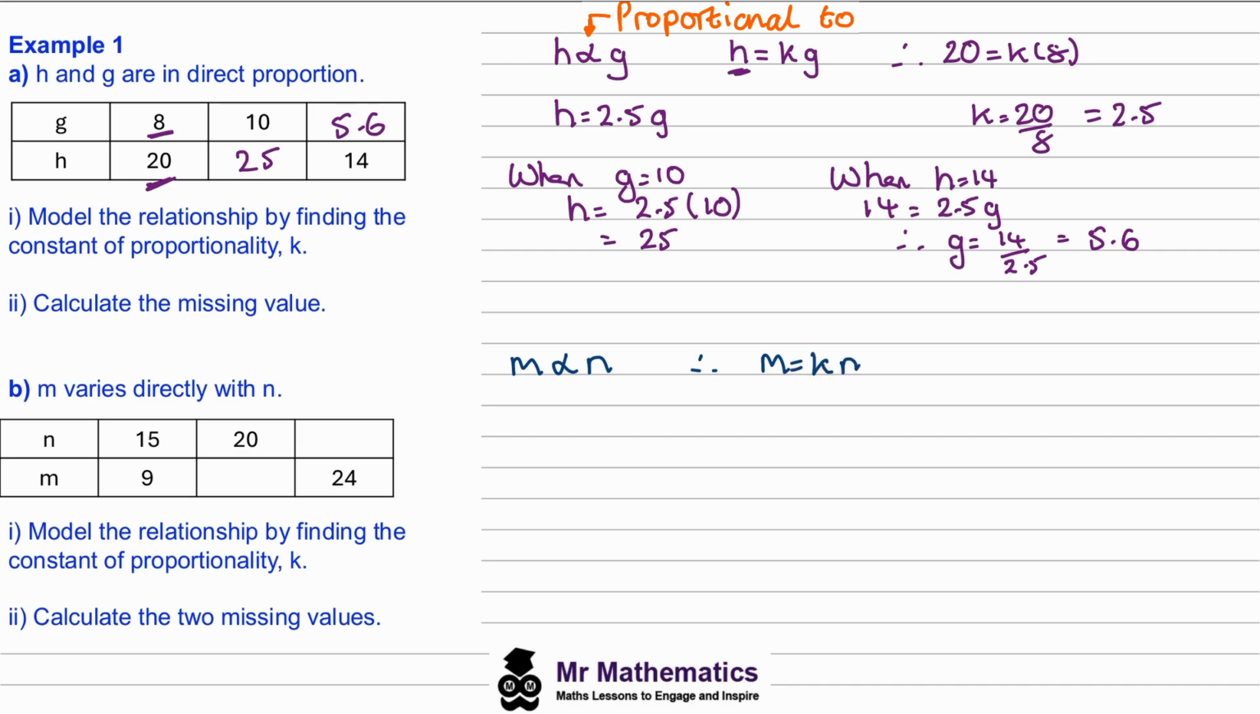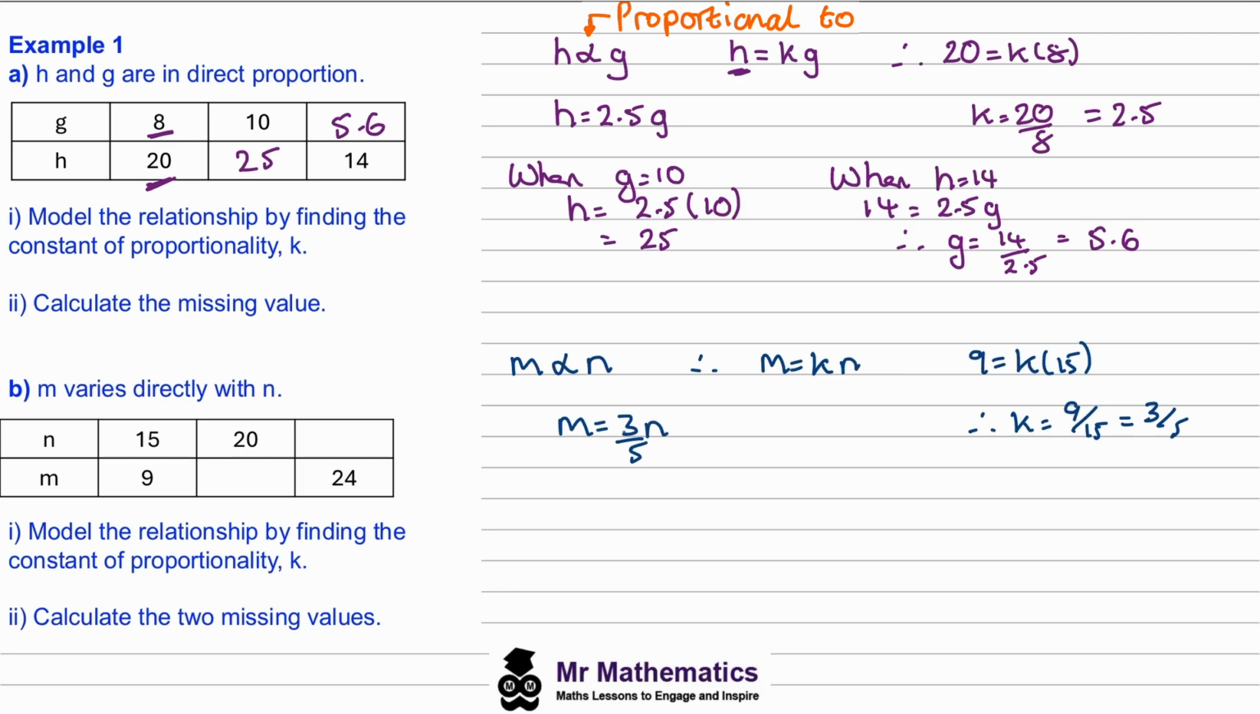Again, this k describes the rate at which they change together. So we can work out the k. We'll substitute 9 for the m and 15 for the n. So 9 will equal k multiplied by 15. So therefore, k will equal 9 divided by 15. We can simplify that fraction and we get 3/5. So our model is that m is 3/5 of n.